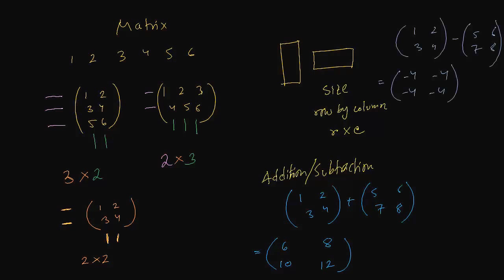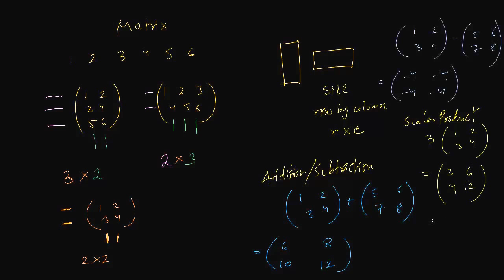Another idea is the scalar product. Scalar product is multiplying the matrix with a single number. So if you want to multiply the matrix 1, 2, 3, 4 with 3, it has to be 3 into 1, 3, 3 into 2, 6, 3 into 3, 9, 3 into 4, 12. So this is the scalar product. In the case of scalar products, it doesn't really matter what the size of the matrix is.